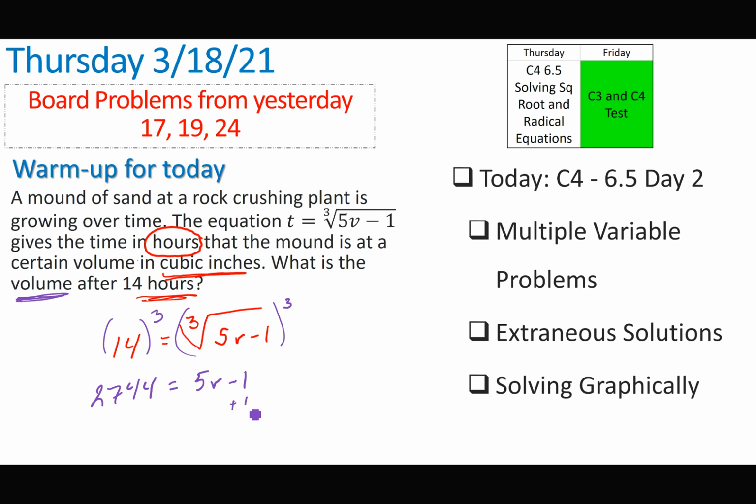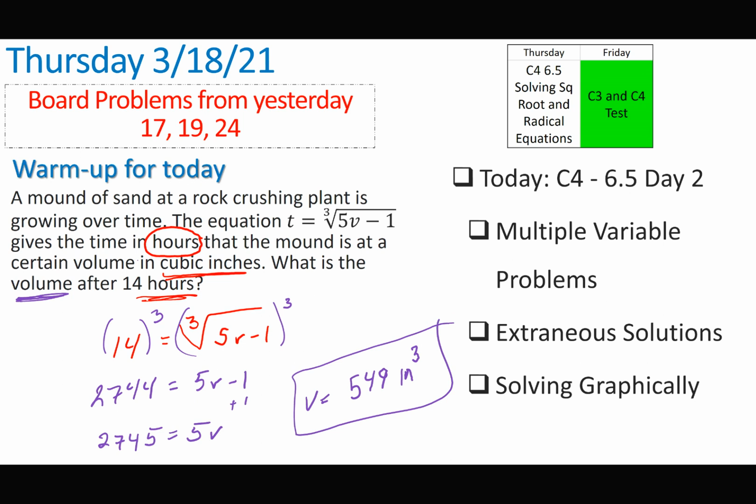So all I would do is add 1 to this, so 2745 equals 5v. 2745 divided by 5 ends up being, v is 549, but for these problems, volume is in cubic inches, so this is inches cubed. Like I said, just make sure you're paying attention to your variables that you're working with. What are the units on each one?